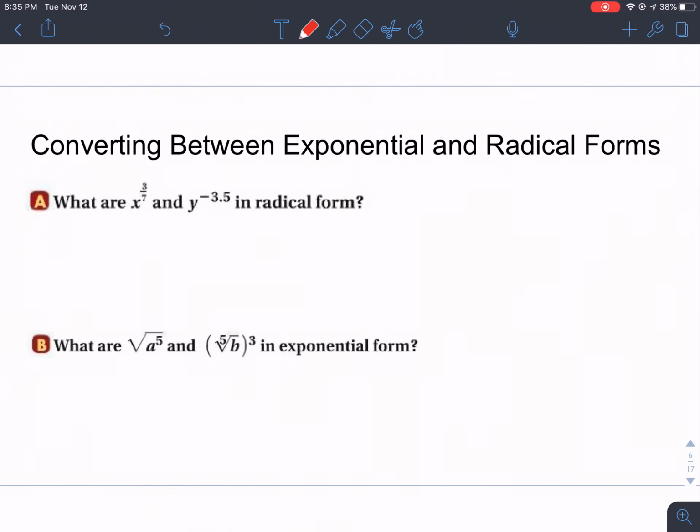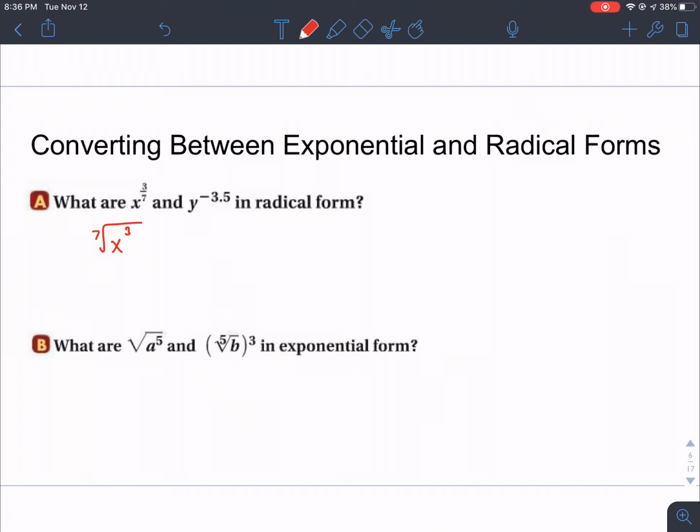So let's convert between exponential and radical forms. If I have x to the 3/7 and y to the negative 3.5, how would I write these in radical form? Well, it's quite simple. The first thing you note is that the first one is already set up properly. So we end up with x to the 3rd with the root 7 out front.